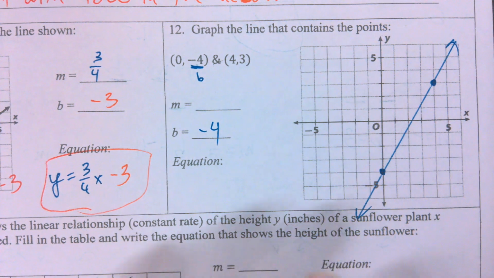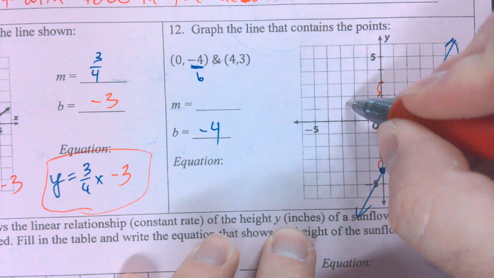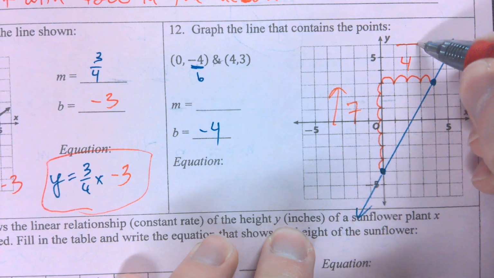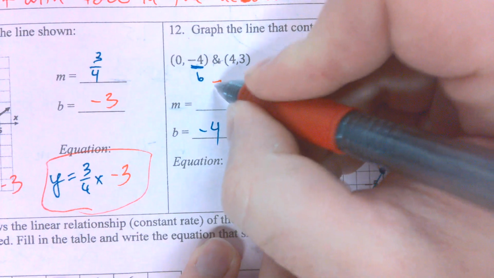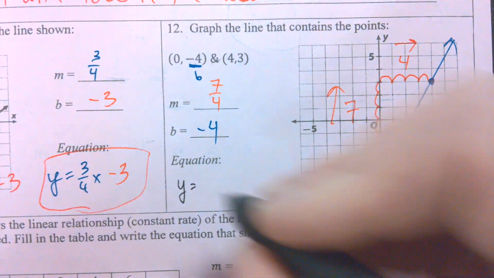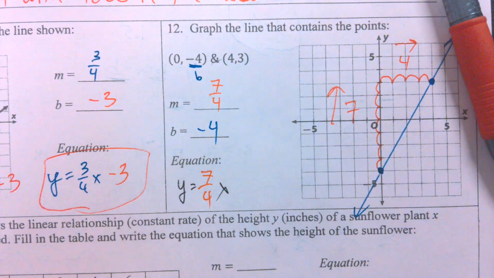And again, we do rise over run. We're rising up 1, 2, 3, 4, 5, 6, 7 spaces up, and 1, 2, 3, 4 spaces to the right. Rise over run is 7 over 4. My equation is y is equal to 7 over 4 x minus 4. Oops.